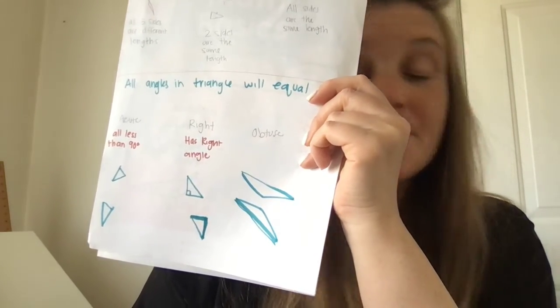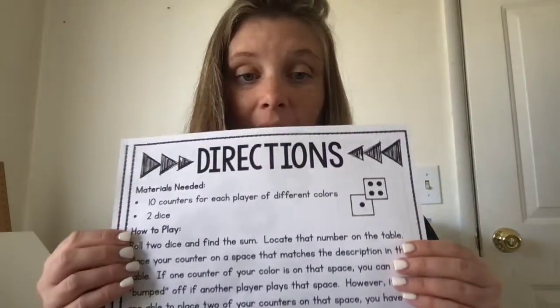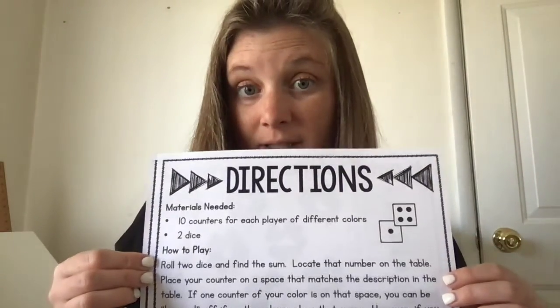Okay? All right. What I need you to do is go to the Games and Activities folder and grab, it's called Classifying Triangles Bump. Classifying Triangles Bump. Okay, here's what we're going to do for this one. Okay, it has the directions.